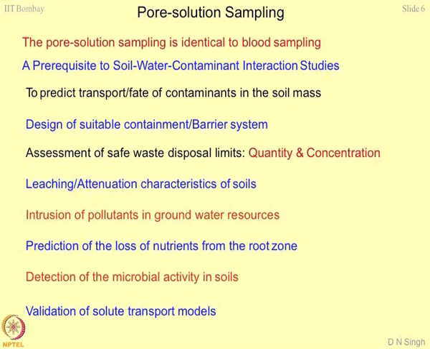Prediction of the loss of nutrients from the root zone. You can think of devising some instruments or maybe electronic circuitry where the moment nutrients leach out from the root zones, there is a sort of alarm system. This type of alarm system is also placed below the landfill liners. So the moment the concentration of the leachate increases, there is an alarm and then you get enough time to correct this.